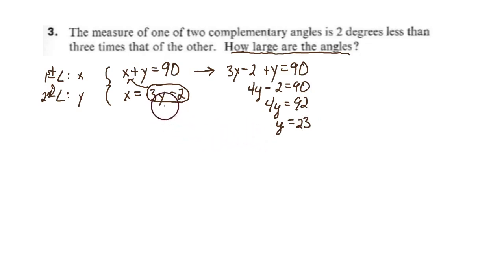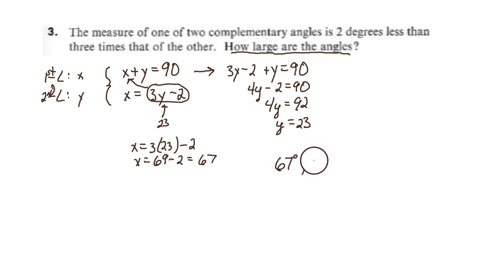To find x, take the value of 23 and substitute it into our expression for x. We get x equals 3 times 23 minus 2. This is 69 minus 2, which is 67. One of our angles is 67 degrees, and our other angle is 23 degrees.